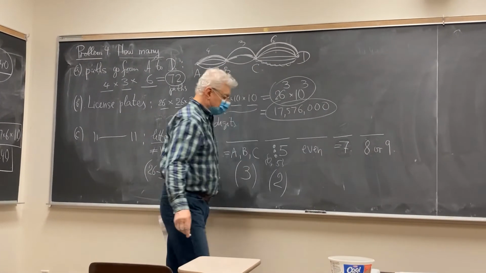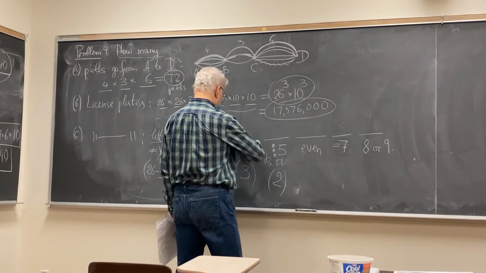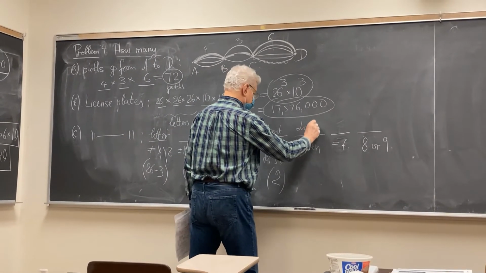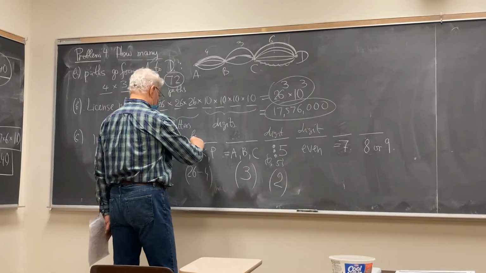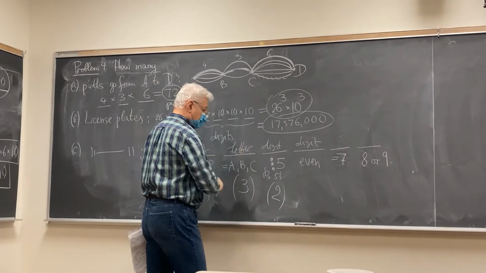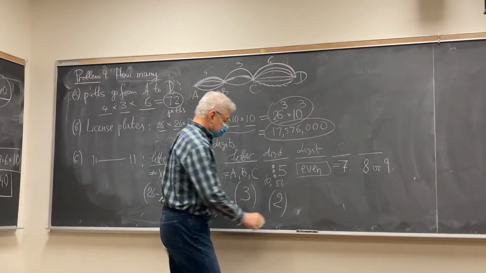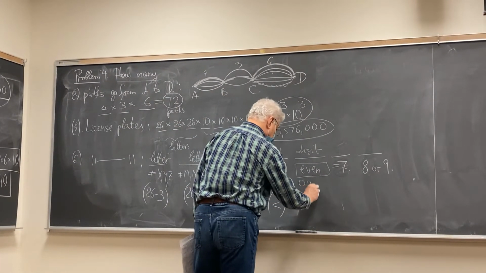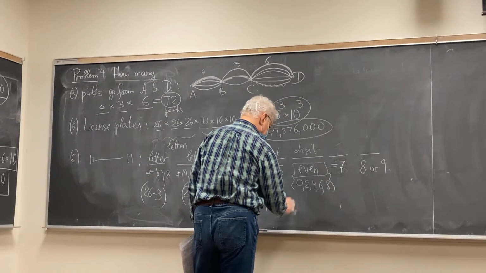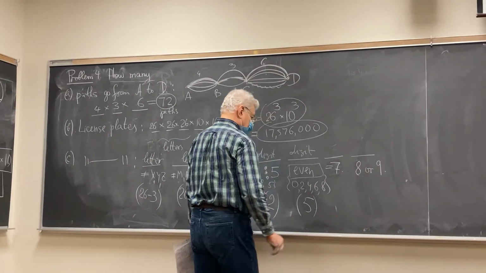Now this one could be an even digit. Let me just write. So this one is a digit, and this is also a digit, and this is a letter. So even digit. What even digit? It could be 0, 2, 4, 6, or 8. Correct? How many possibilities? 1, 2, 3, 4, 5. 5 possibilities.